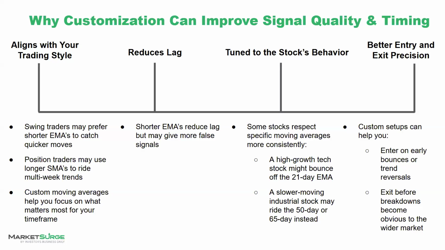The shorter term moving average or any sort of custom moving average can really just help us keep in tune with a stock's behavior, right? So something like a very active, in-demand tech stock, you'll see it maybe pull back to the 21-day on its run higher, and maybe not even get down to the 50-day in a very strong part of its run.